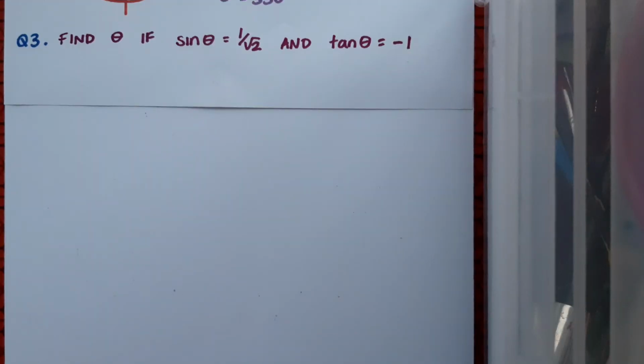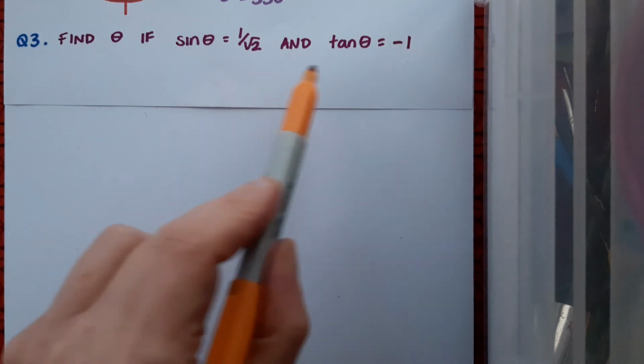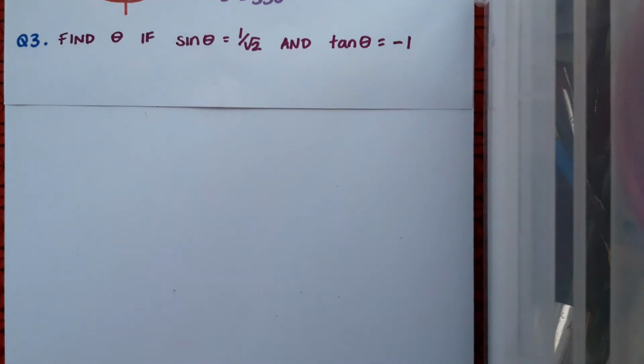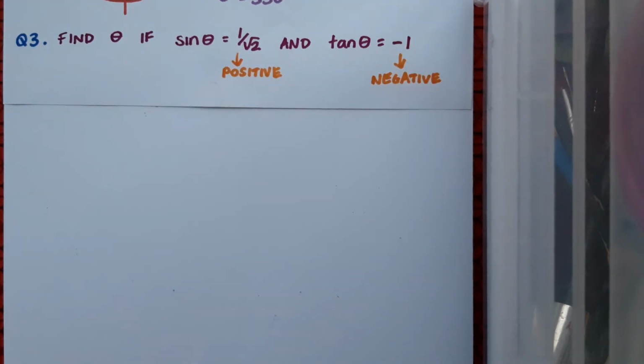Okay, so let's run through our solution here. The first thing to do is to narrow down where we're looking in our unit circle. We'll do that by looking at our sine and tan. Notice here that my sine is positive and my tan is negative. So I'm going to sketch a unit circle to narrow down the quadrant that's actually relevant.